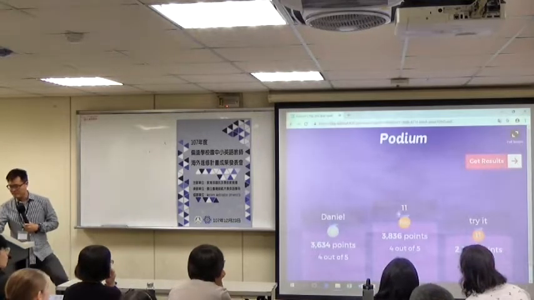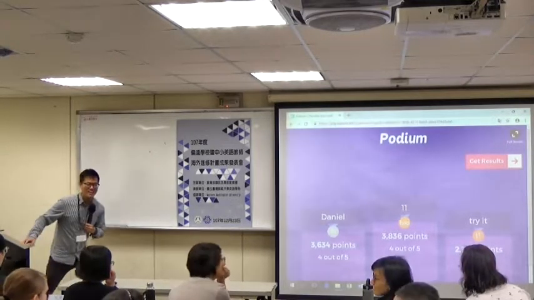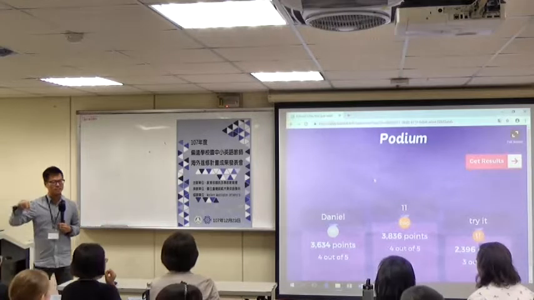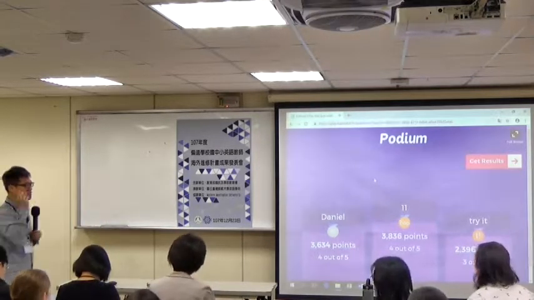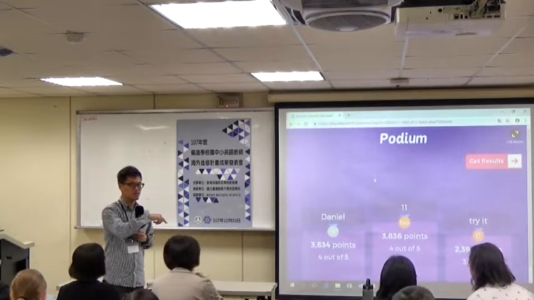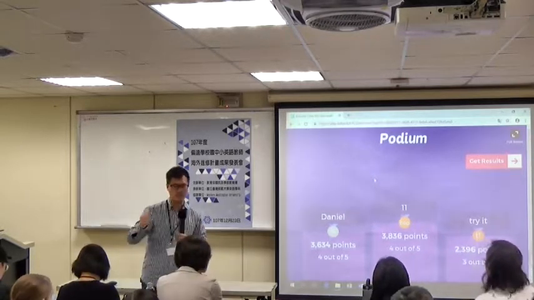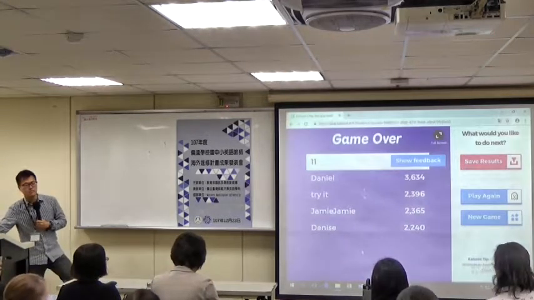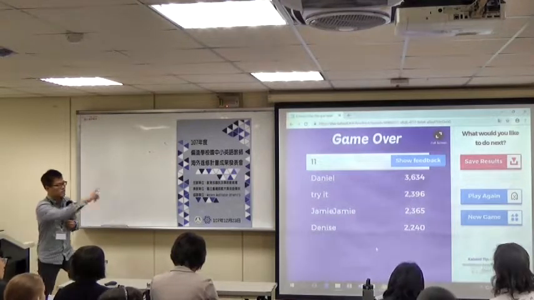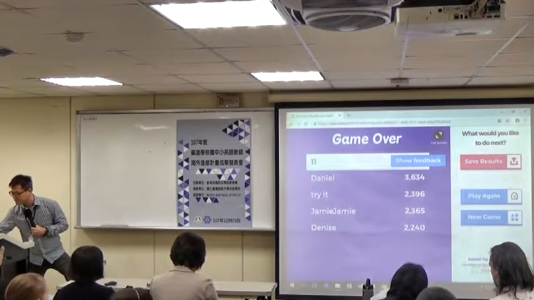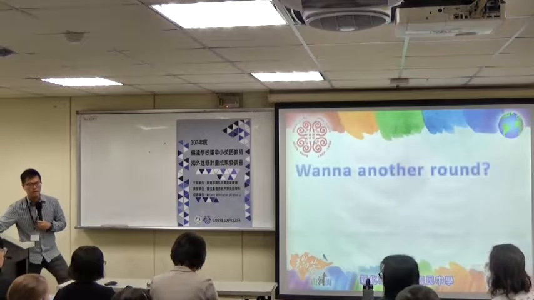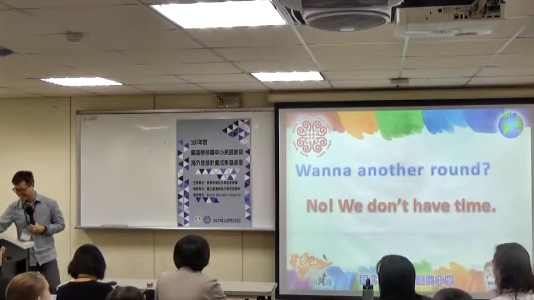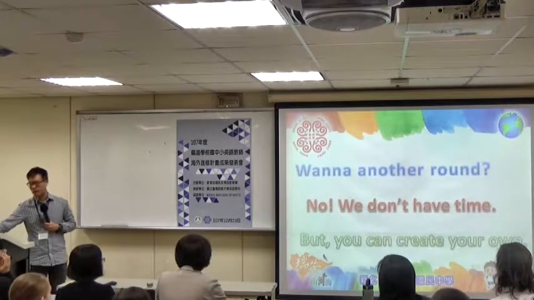So you will know the champion is 11 because she is from Ruifang. Used to be. Was from Ruifang. So is this game funny or interesting? Yes, I think students like this kind of app, and so do the teachers. Okay, you may see these results. You can record some results. You can see this page. Okay, one round more? No, because we don't have time. But you can create your own.